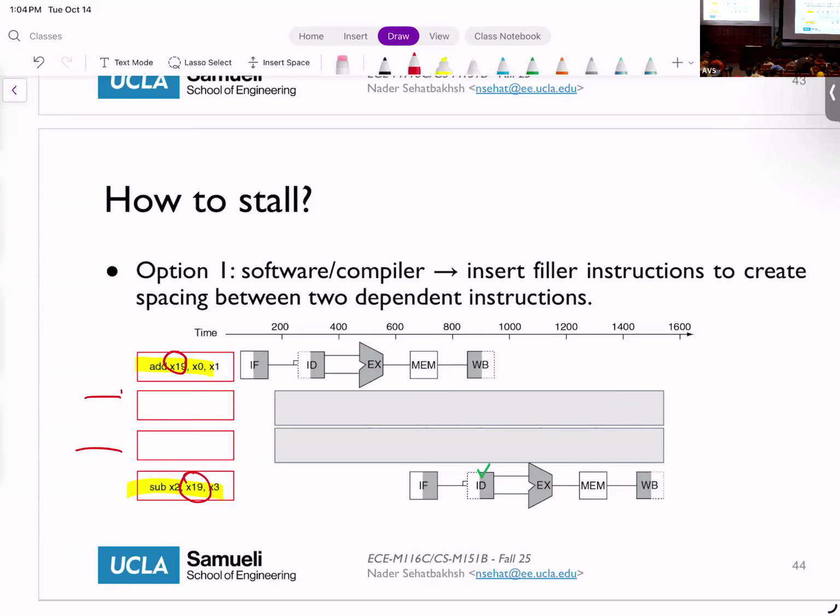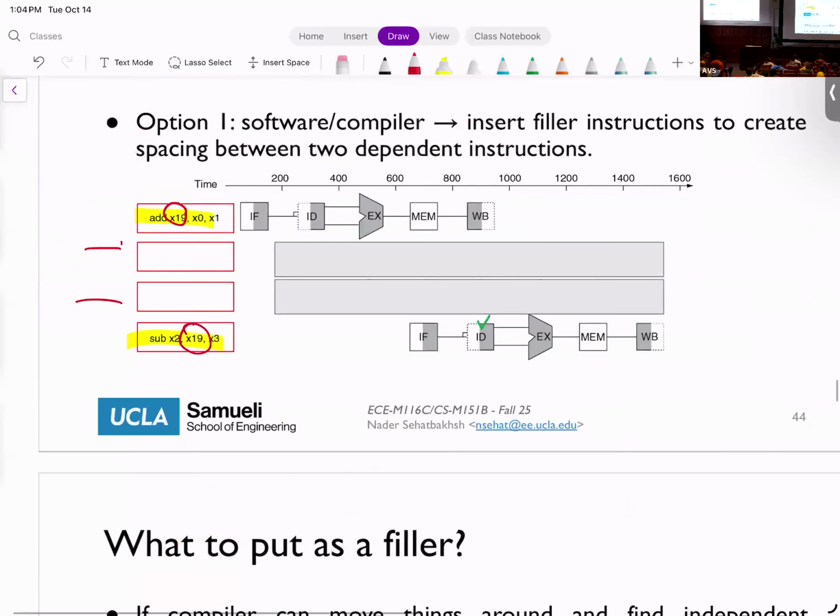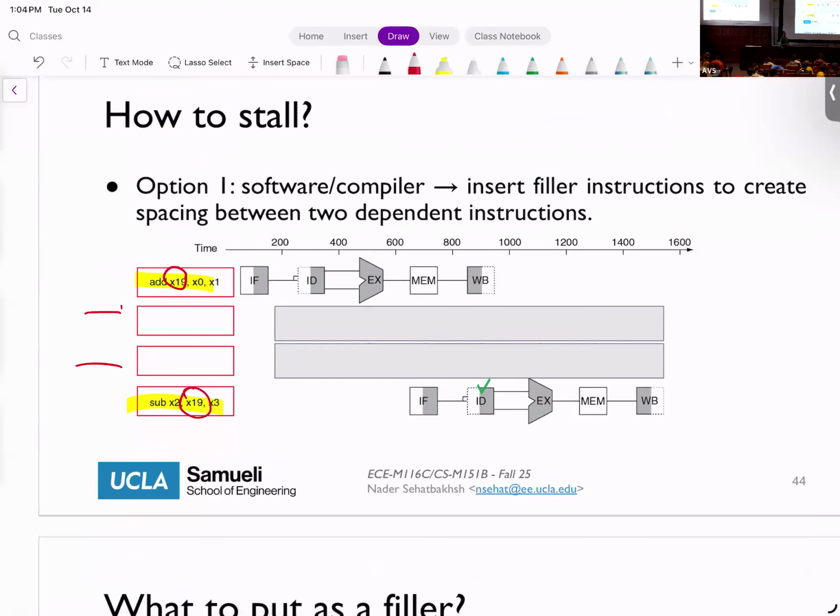So what are the instructions that we can put here? There are 2 options, right? If the compiler can move things around and bring useful instructions from below this instruction that have no dependency with it, then we don't need to stop the processor at all, right? We just move instructions around as long as they're independent from each other. We fit them into these open, empty slots, then we are good to go, right?